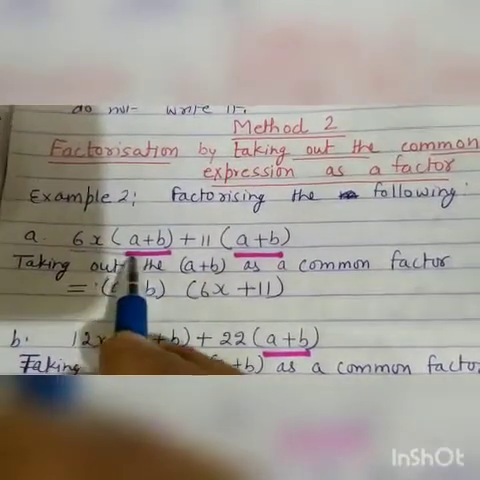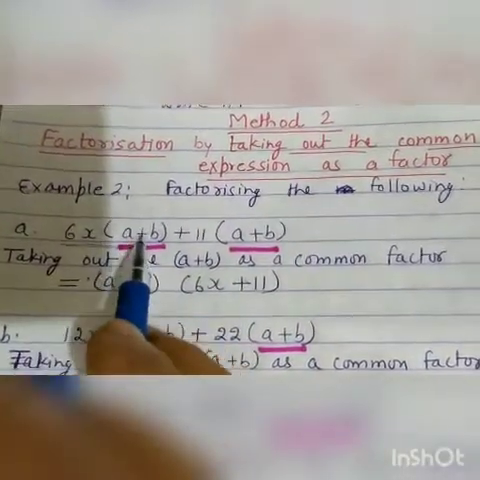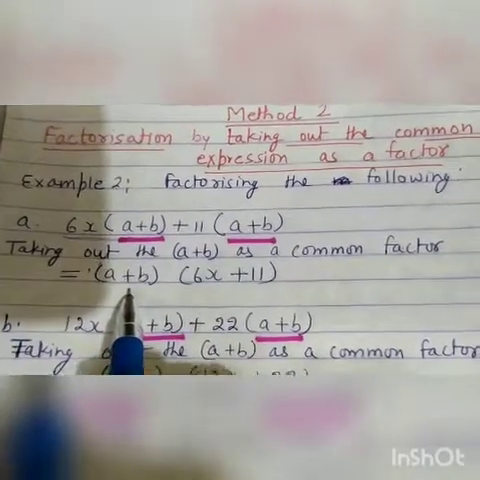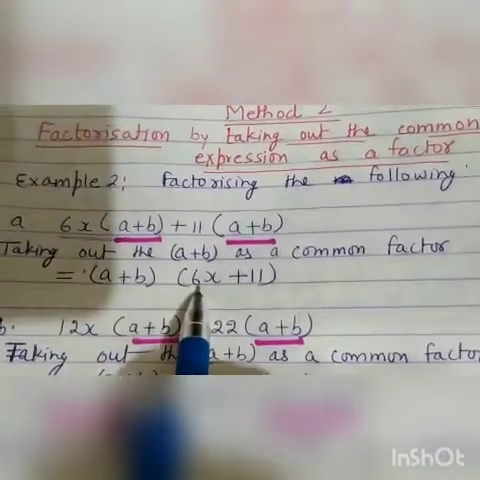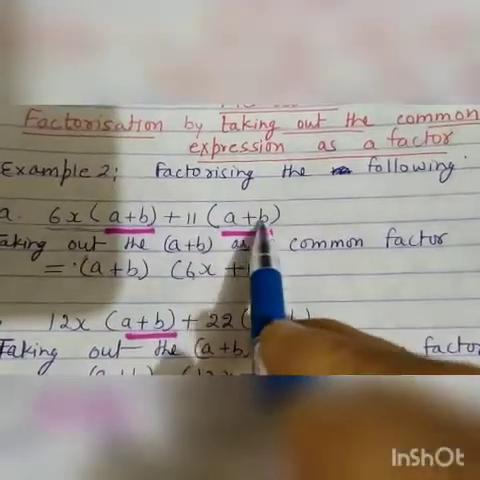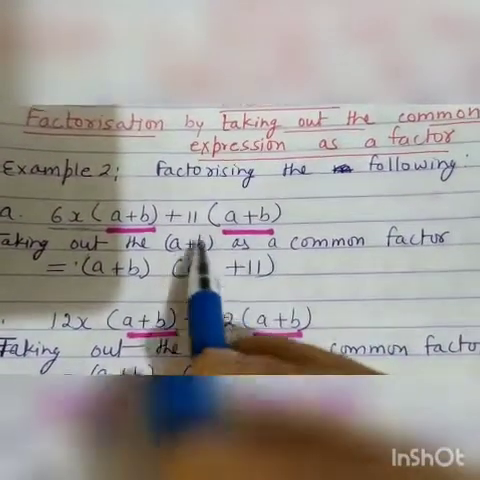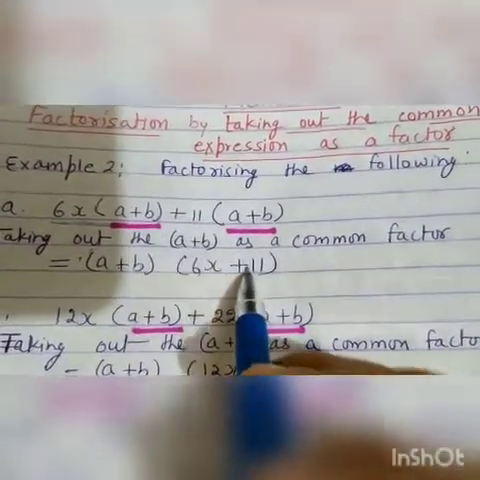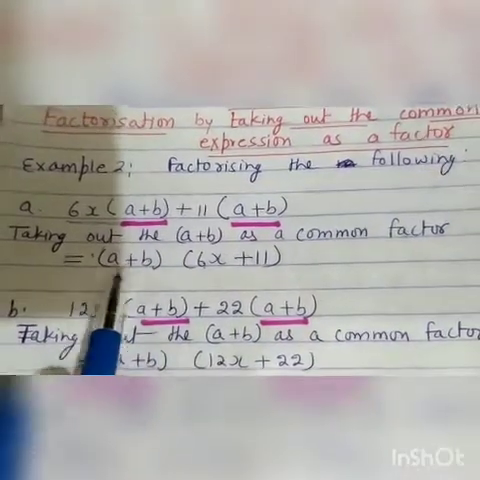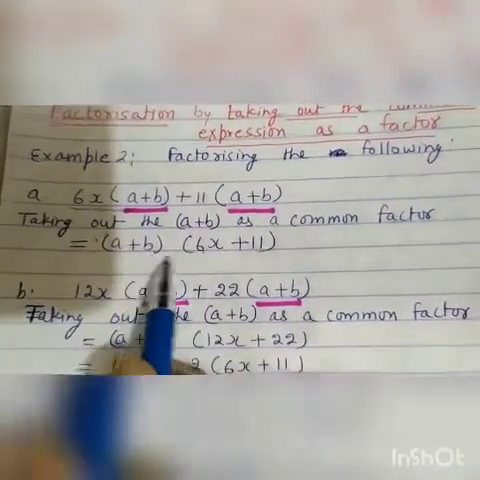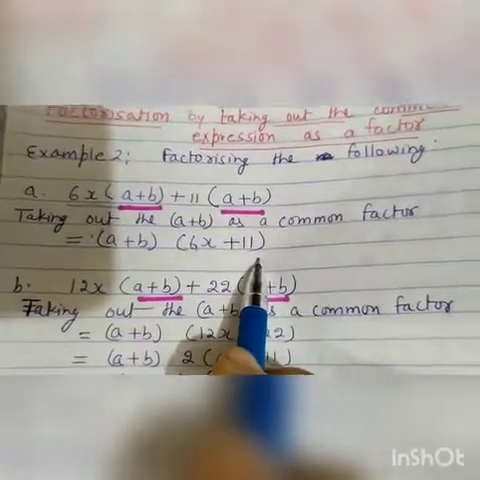Then this is the first term. From this first term we have taken this a plus b common. What is left here? 6x is left. And from this second term we have taken common this a plus b. What is left? Plus 11. So what is the answer? A plus b as common factor and 6x plus 11.